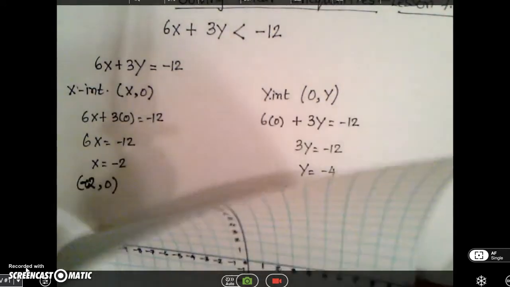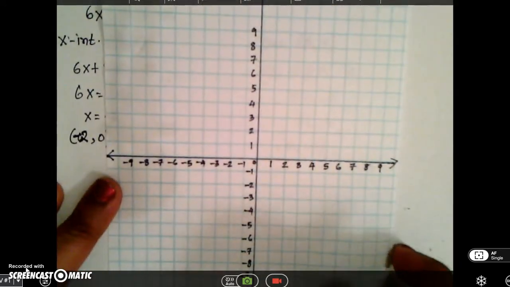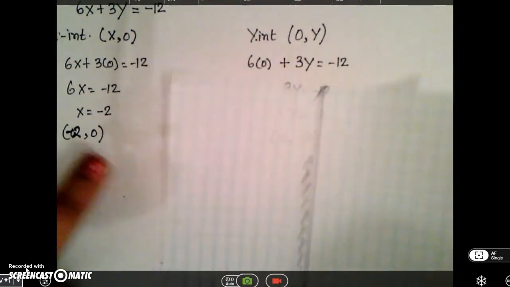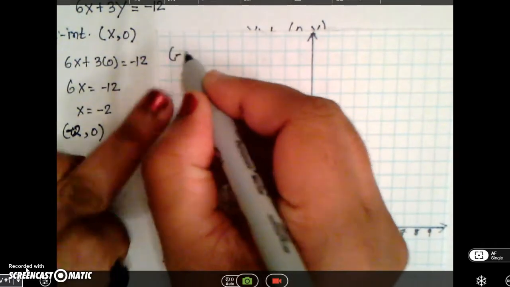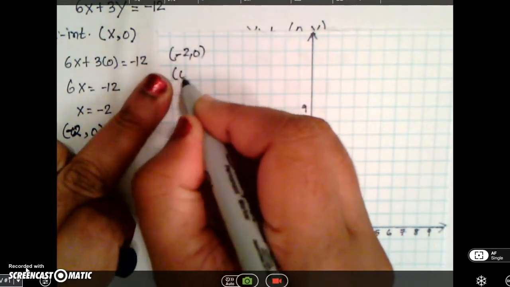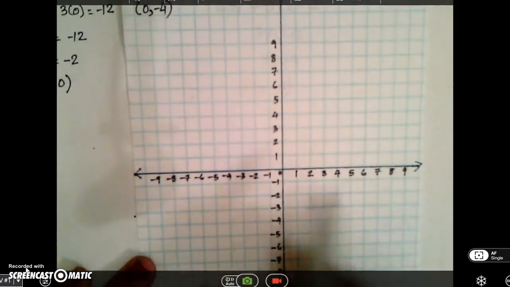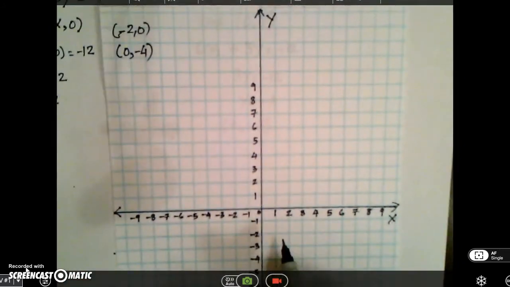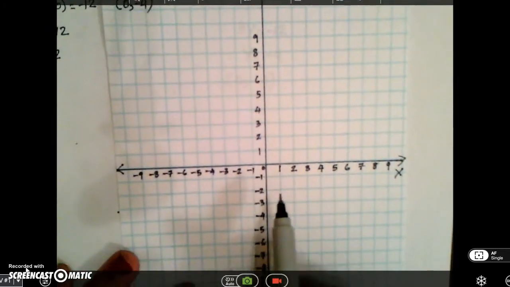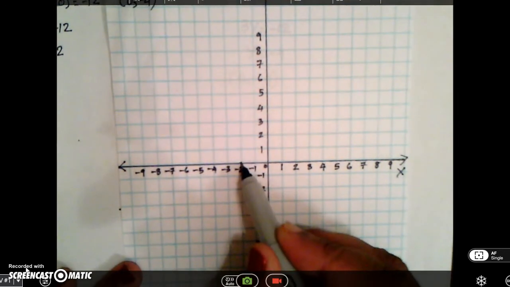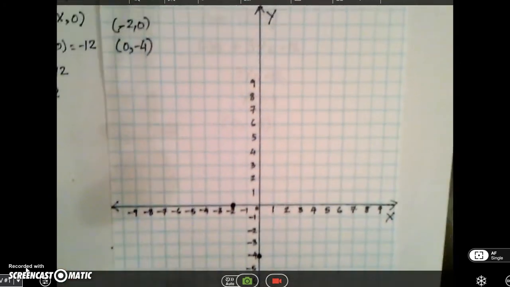In my graphing paper, I'm going to go ahead and put those 2 points: my x-intercept, which is negative 2 comma 0, and my y-intercept, which is 0 comma negative 4. I have all my x and y axes set up. Please use a ruler and please draw your graph to scale. So I got my points.